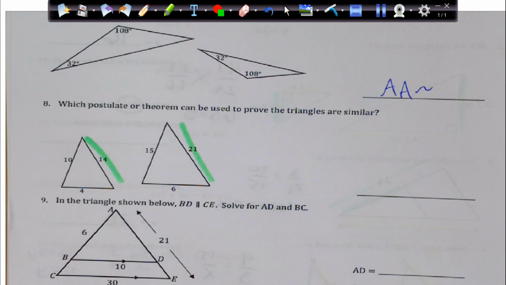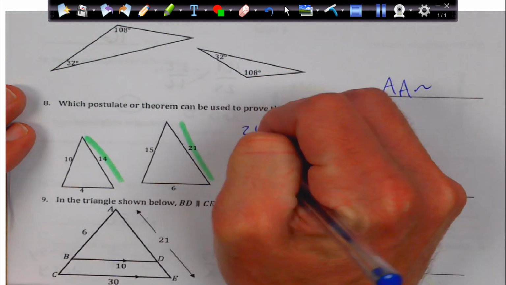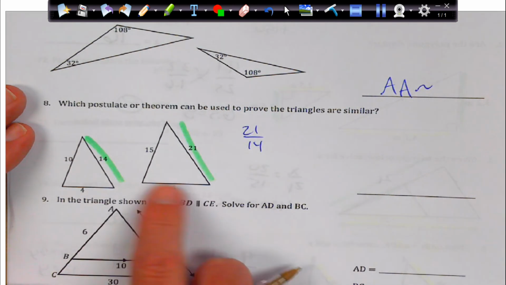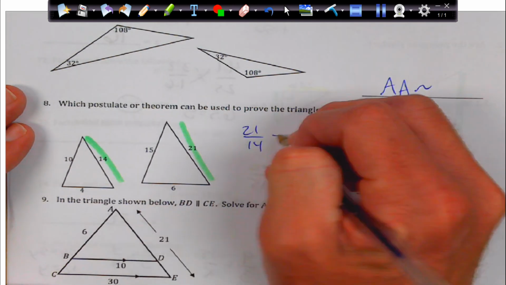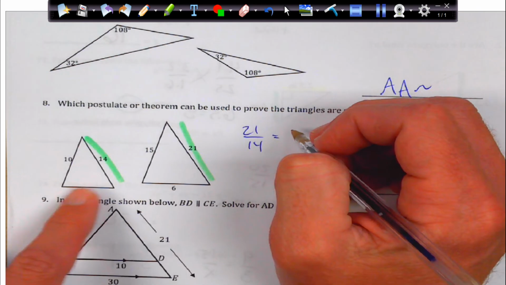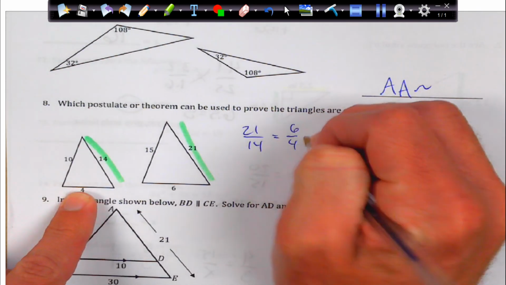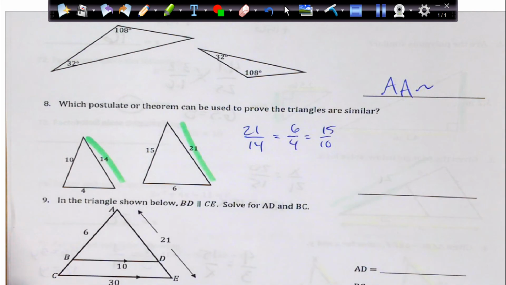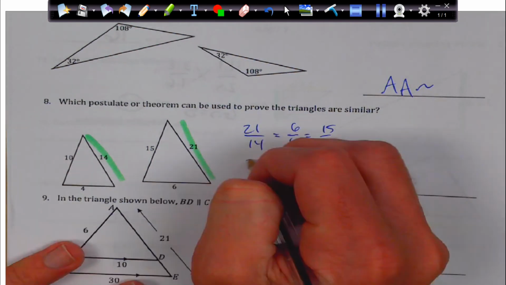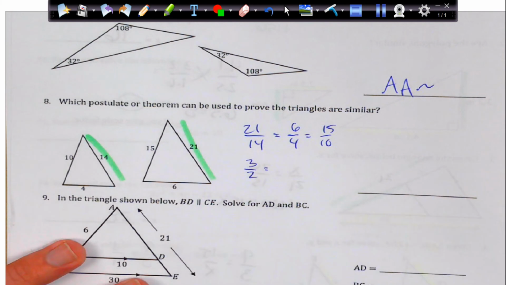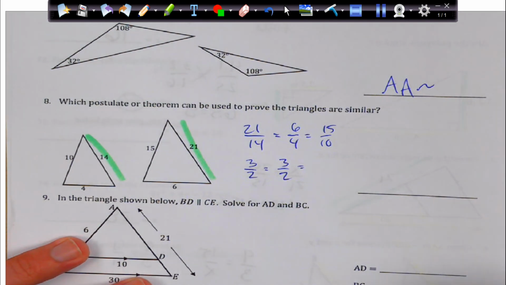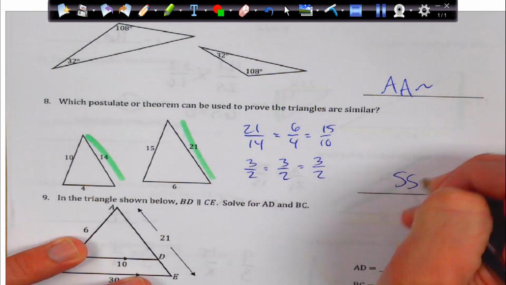Okay, so I'm going to go 21 to 14. You're going to probably start noticing a pattern here. And then we're going to compare the 6 to the 4 and 15 to the 10. So if I simplify 21 over 14, I get 3 over 2. If I simplify 6 divided by 4, I get 3 over 2. And if I divide 15 by 10, I get 3 over 2. So they're proportional by side similarity.